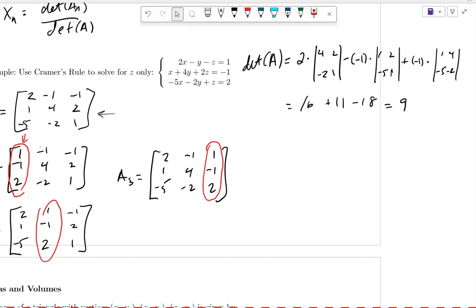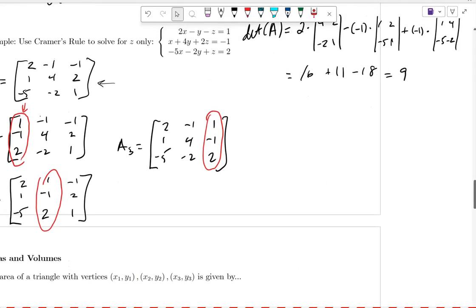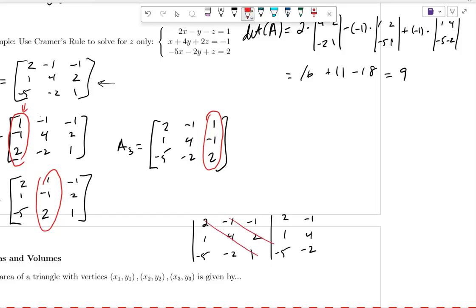Remember, there's also that other shortcut you could do with a 3x3. It only works for a 3x3, so I'm hesitant to do it all the time. Remember what the other shortcut was I told you the other day? Repeat the first two columns, and then I've got 3 diagonals going down this way and 3 diagonals going up that way, and do those products.